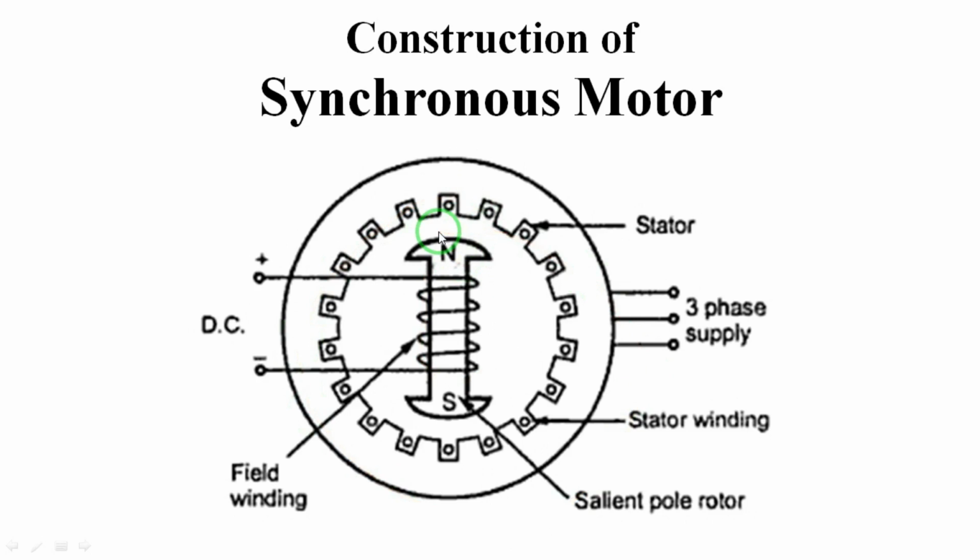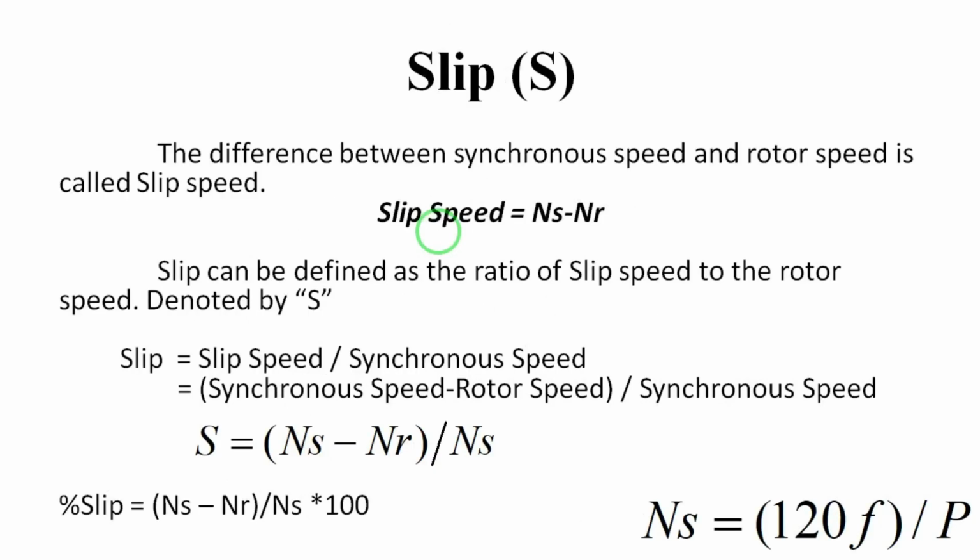So mainly two parameters: s is equal to 0 means the rotor rotates with the synchronous speed, and s is equal to 1 means the rotor is at the starting condition. This is all about the slip parameter. We will discuss slip in depth in future classes.